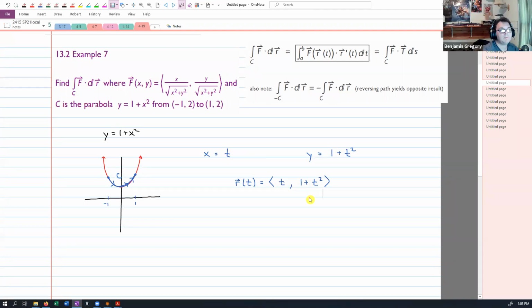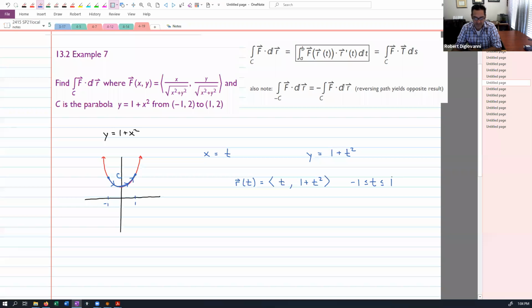Okay, we need restrictions on t now. So t is going to be bounded between where and where. Well, if we want to start at -1 for x and end at 1, then if x is t, that's pretty straightforward limits of integration, right? -1 to 1. And we're going to need the derivative, so we'll take the derivative of this, just so we have it: 1, 2t.